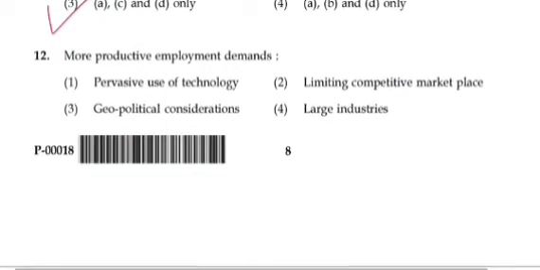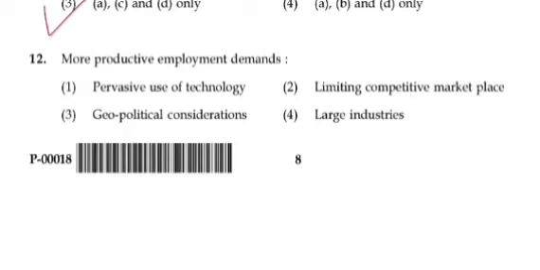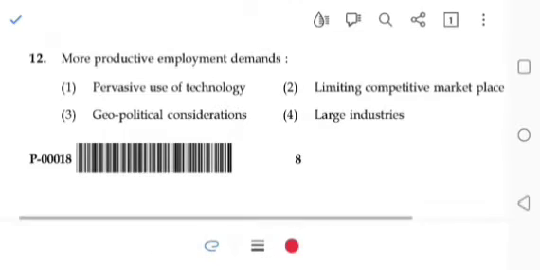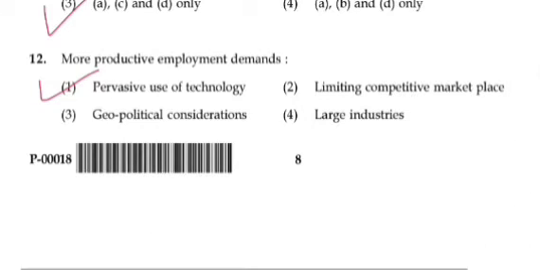Number 12. More productive employment demands what? Pervasive use of technology, limiting competitive marketplace, geopolitical considerations, large industries. It will be pervasive use of technology. This is the more productive employment demands according to the given passage.